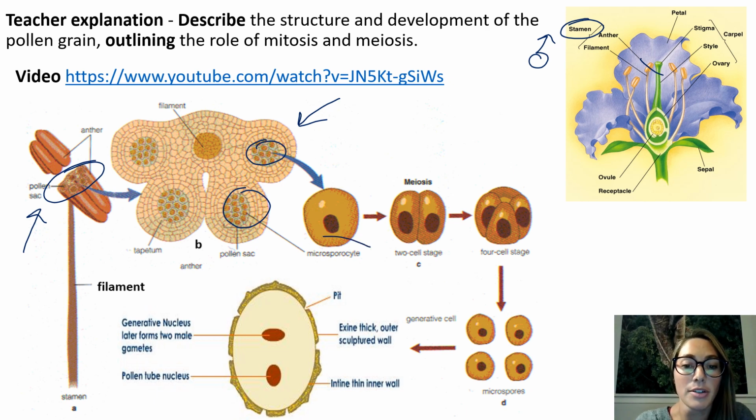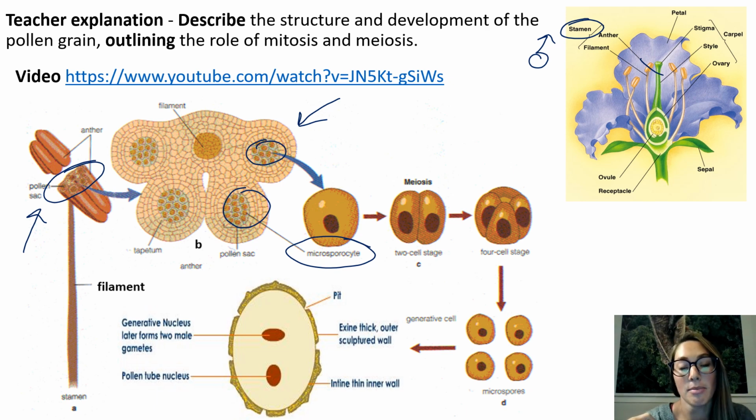You have a microsporocyte. Microspores and megaspores are terms for the male and female reproductive gametes in plants. Micro means smaller. As you know, male gametes through sexual evolution are smaller than female. So sperm, for example, is much, much smaller than an egg.